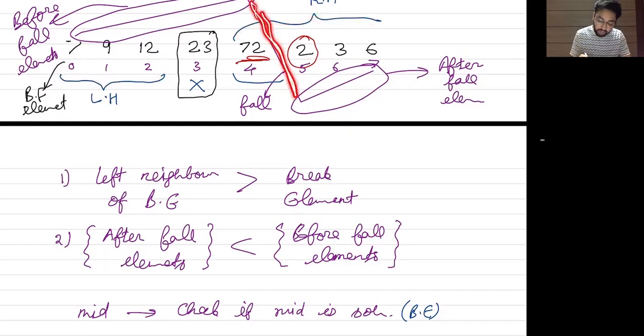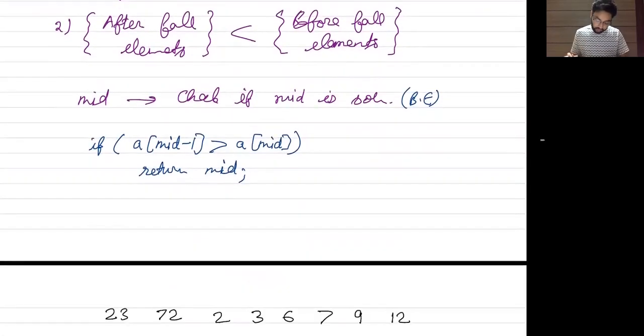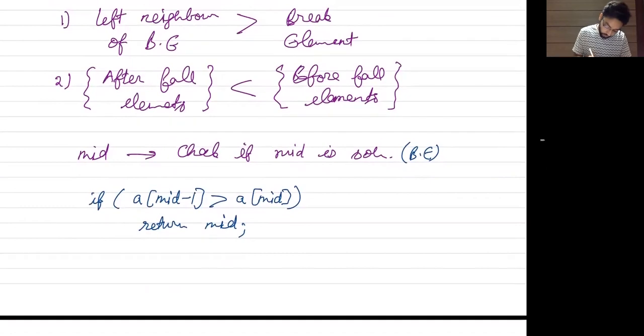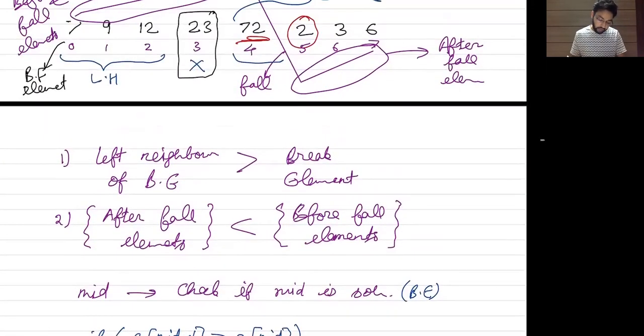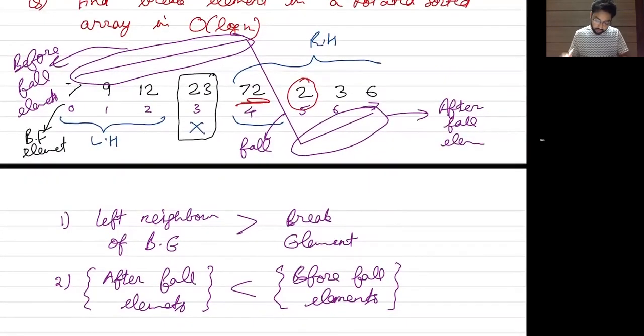And since the fall will happen in the right half, the break element also lies in the right half. So now we know the condition for the break element as well, that if A of mid is greater than A of L, the leftmost index, then solution is in right half, else left half. And these are the conditions we need to know to write the whole code using binary search approach. So let's just try to dry run it.